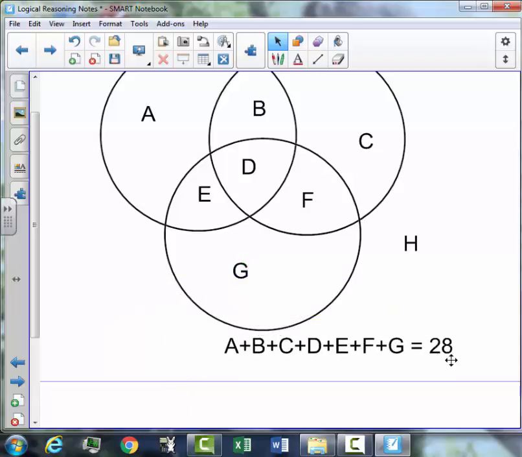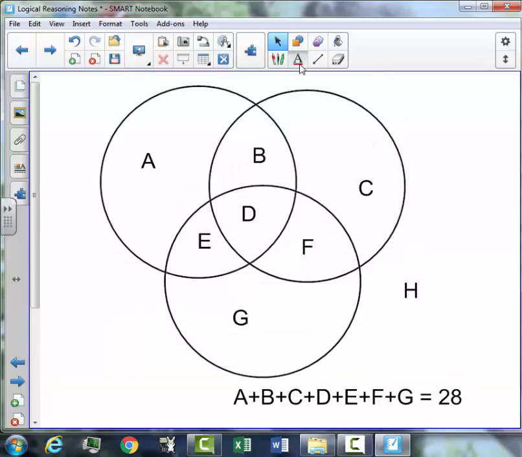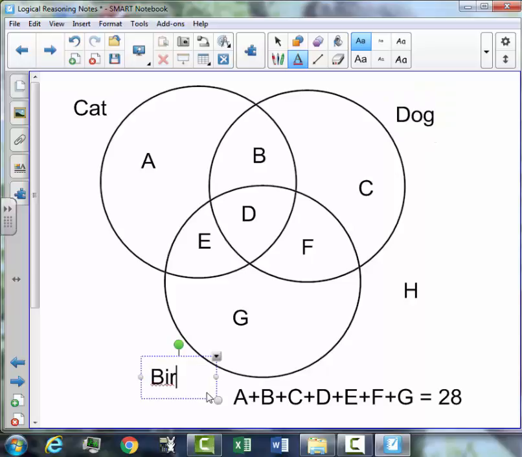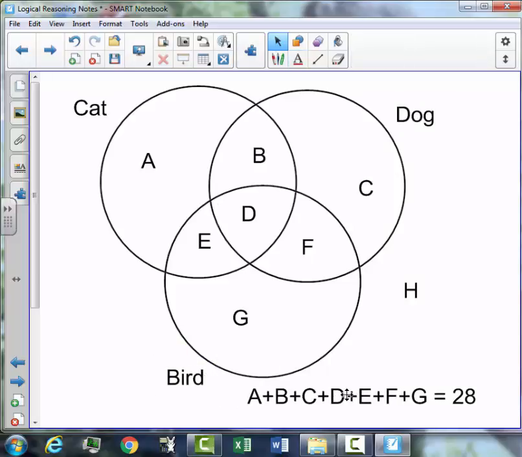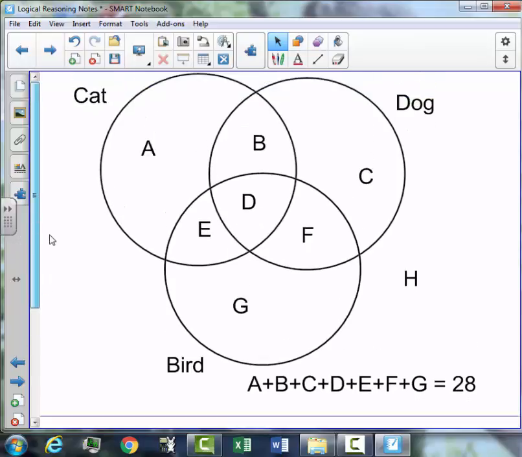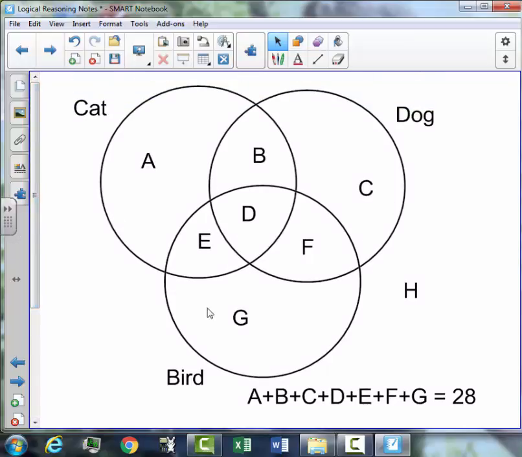There you go. So if you have a cat, dog, or a bird, I haven't even labeled that. Let's go with this as cat. That'll be dog. This will be bird. So there's cat, dog, and bird. I might have to scroll up and down to make this work. But if you have a cat or a dog or a bird, that basically means you're in any of these sections here. You might have a cat and a dog or a cat and a bird.